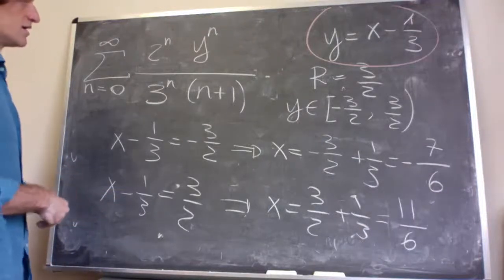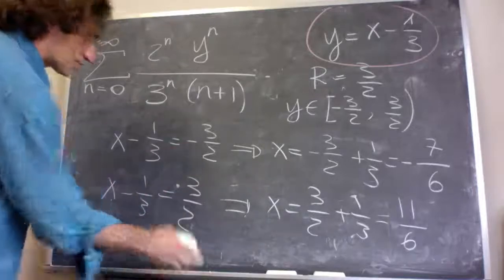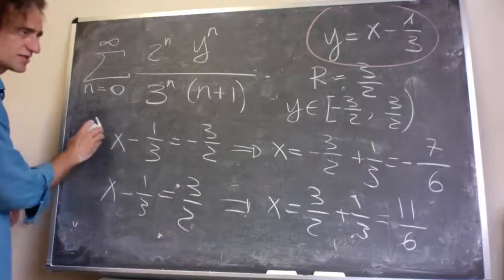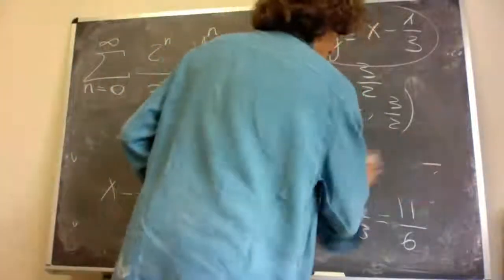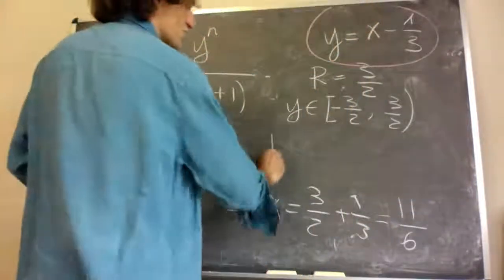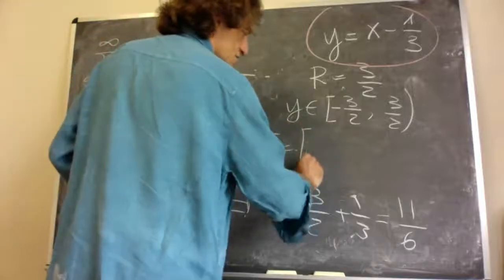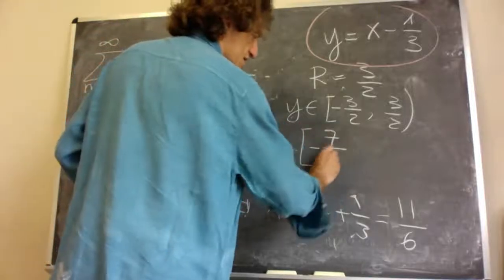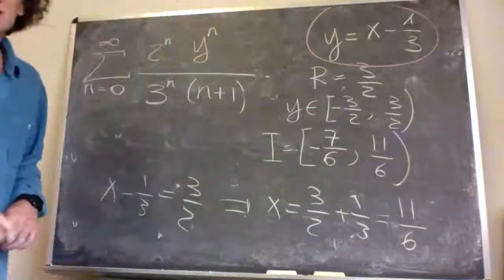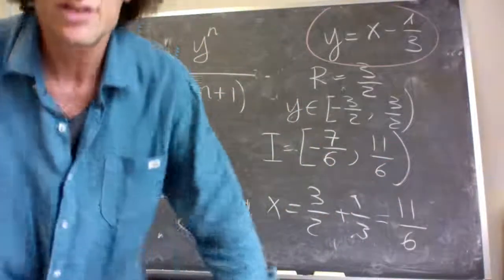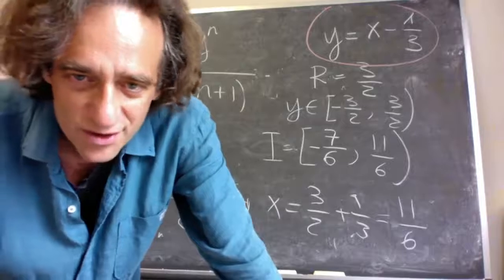So, finally, I write the result. I have to cancel to write down the final result. So the interval of convergence in the variable x is from minus 7/6 to 11/6. Okay, this is the interval of convergence. So, this is all for this video and all for power series.